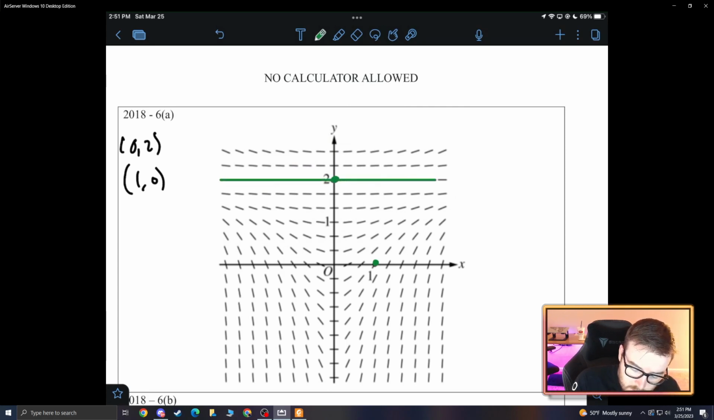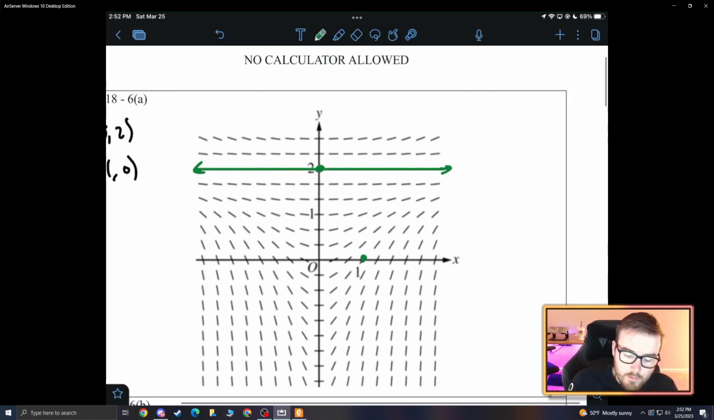So this appears to just be a nice horizontal line. All of the slopes are completely 0 at y equals 2. So by default, that goes there, right? This is usually a pretty easy point. Just take the slope and let it guide you. This slope is completely flat, so I'm going to stay flat. That slope's flat too, so flat, flat, flat, flat. All the slopes are flat, so I'm going to stay flat.